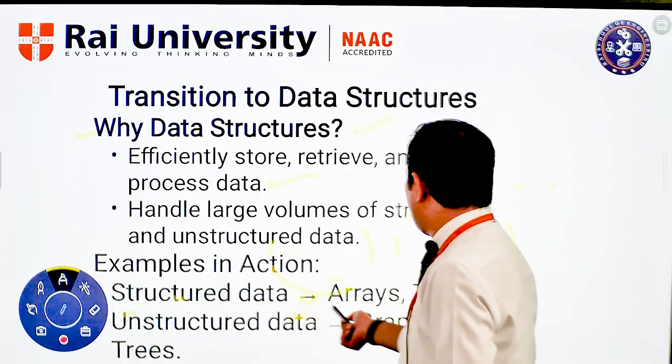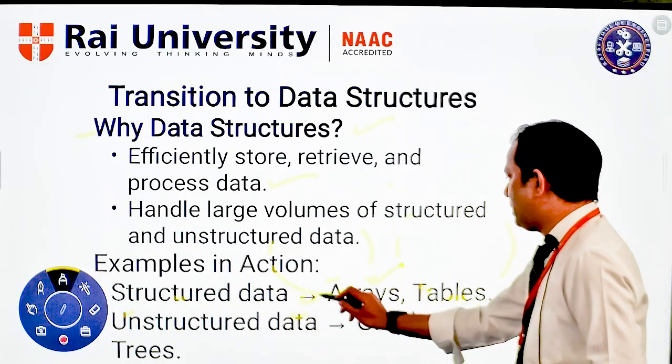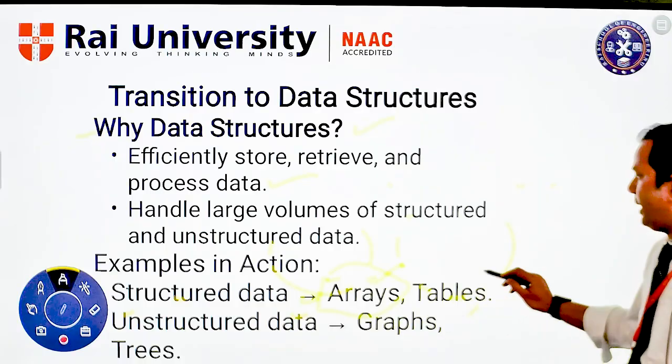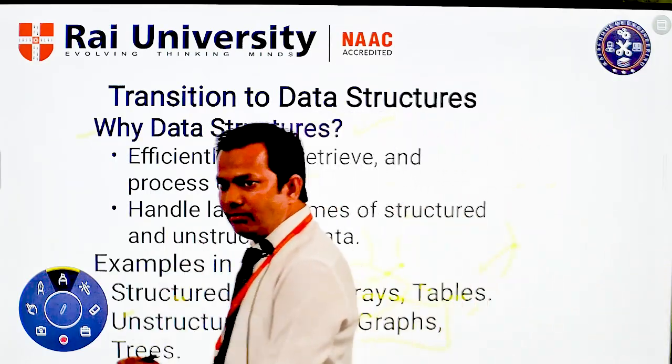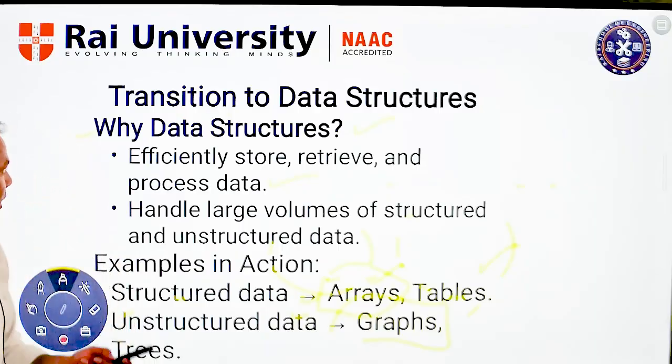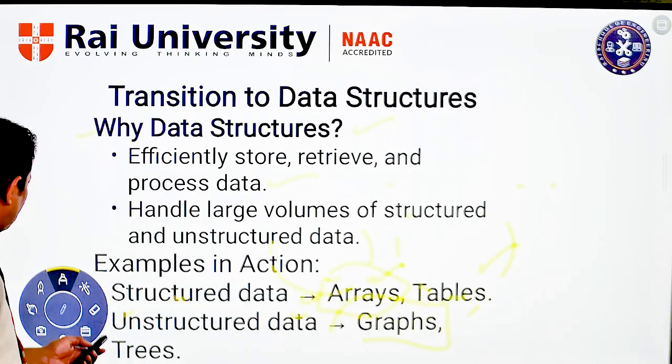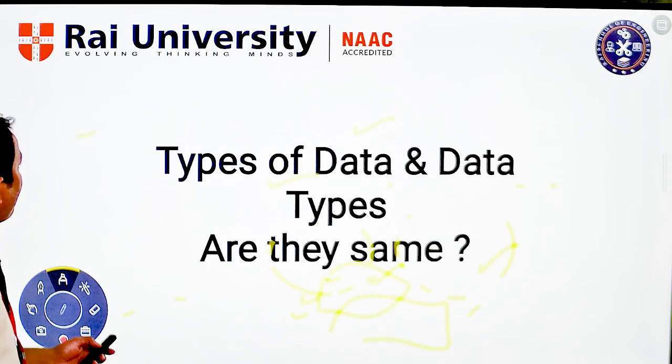Examples in action. You can say structured data, that is the array. Array is the first example. Maybe you have heard about the array. Tables. Unstructured data formats are graphs and trees. These are some basic examples of data structures. Now let's move to the next.